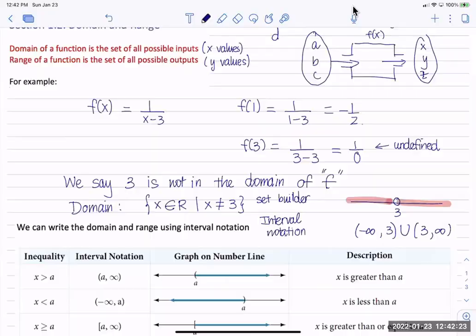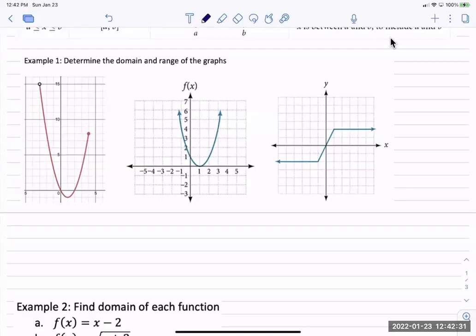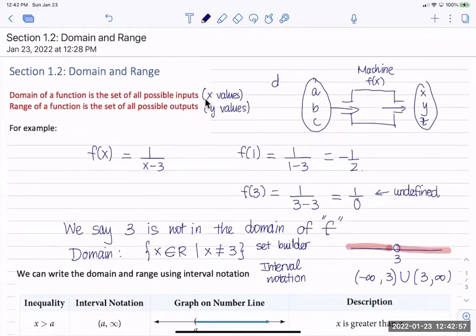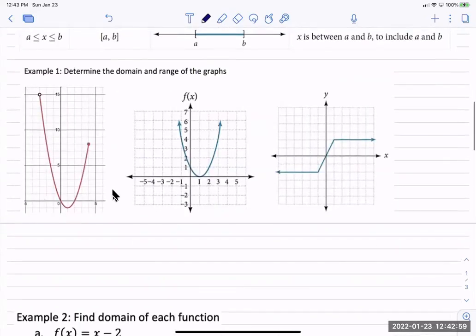Now we're going to do a little bit more examples about how to find the domain and range. First of all, we're going to look at the visual line on the graph, and then we're going to look at a function and find the domain. So I have 3 different graphs right here, and I want to find the domain of these 3 graphs. For the first one, domain is a set of all possible input X values. What does possible mean? It means when I have an input, I can come out with an output.